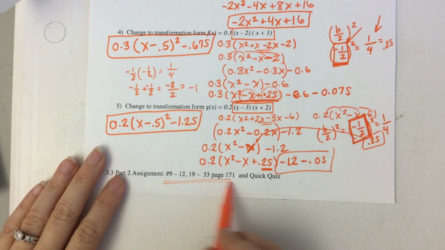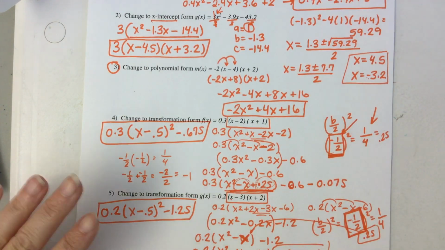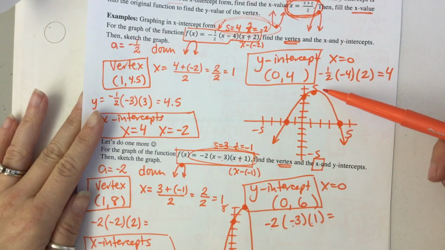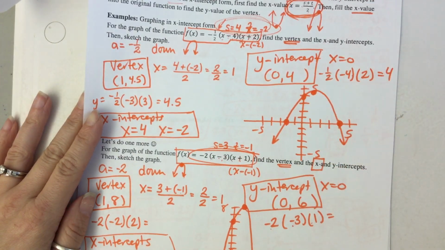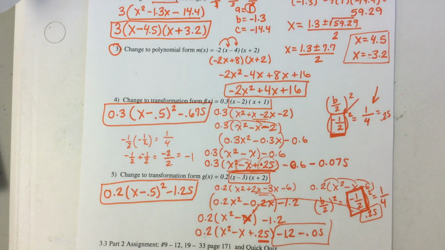So you guys, we just finished 3.3. There are some book questions that I want you to try. Now keep in mind, they're not all going to be crazy challenging like these. Okay, this is kind of the harder part of the section. We did start off by graphing an x-intercept form. Okay, so these questions are going to focus on both of those skills.